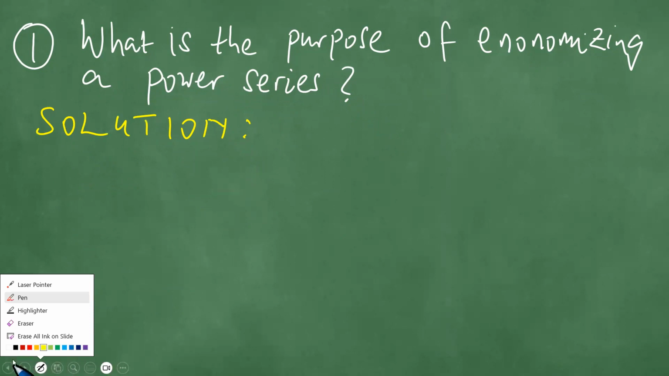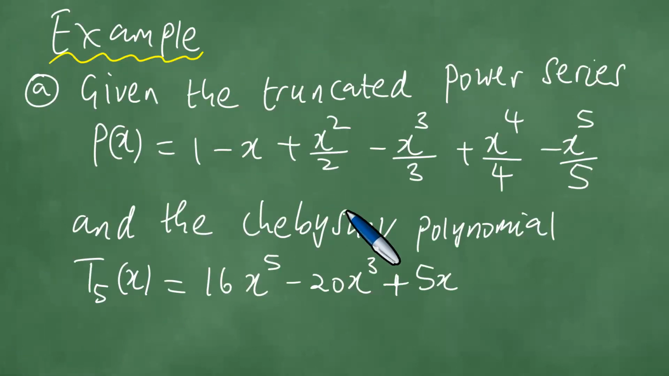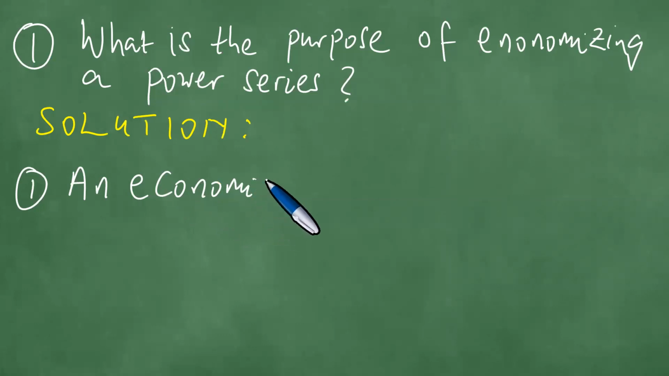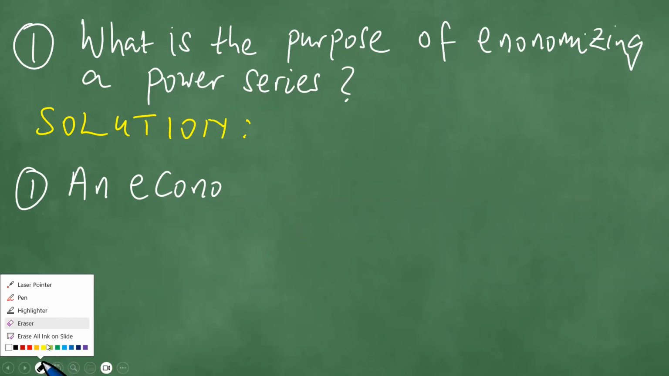We look at the solution to this. Given the truncated power series this and the Chebyshev polynomial that, what is the purpose of economizing a power series? Here's the answer. The reason is that an economized, you can use American Z, British would use S for that.